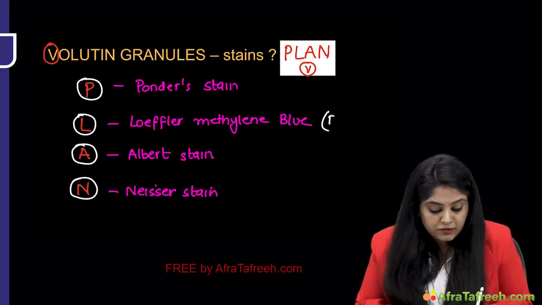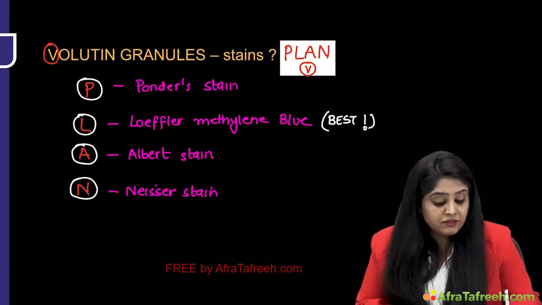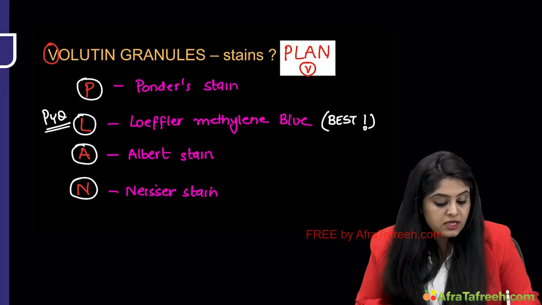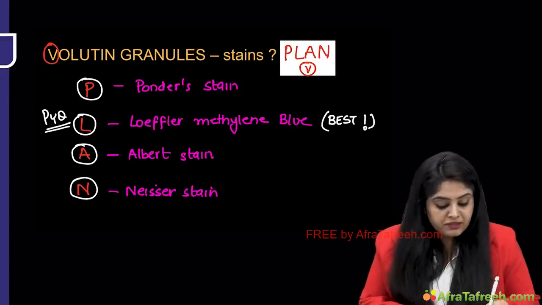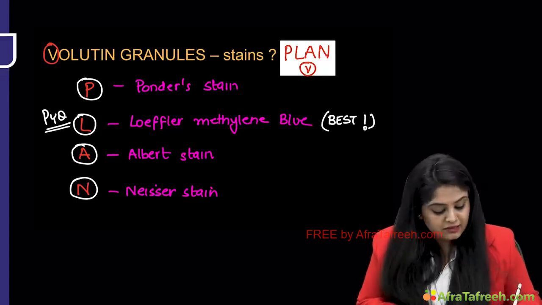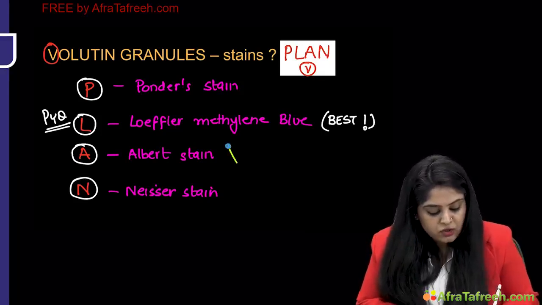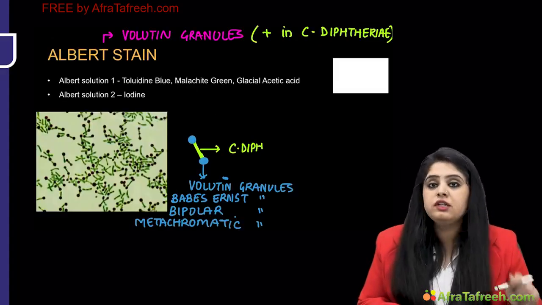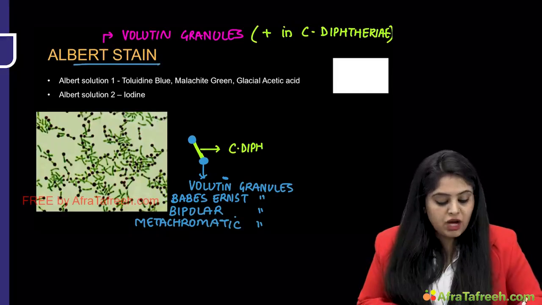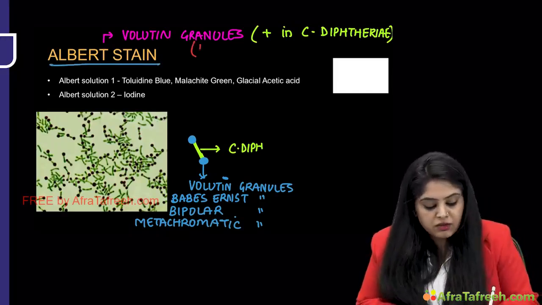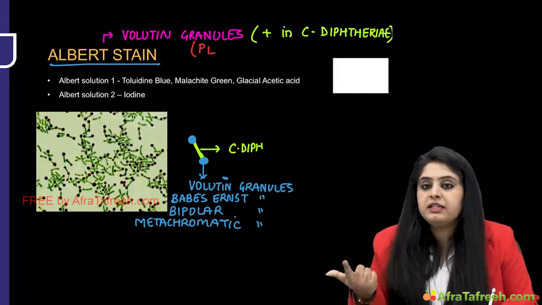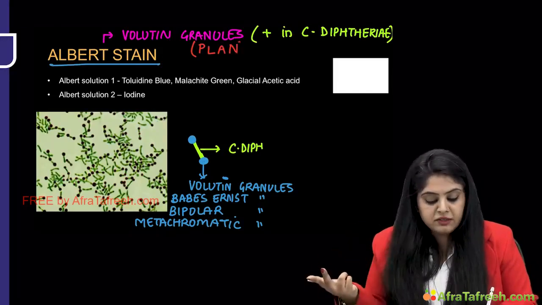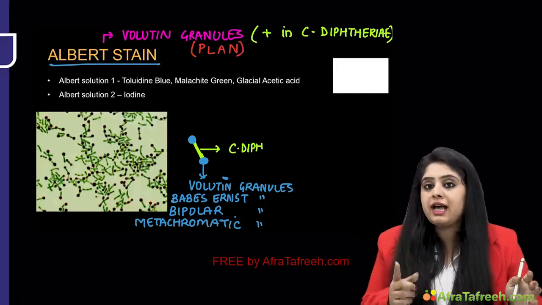Out of them, the latest question is that Loeffler's methylene blue is considered as the best. That's a PYQ that you've been getting. But what you actually get an image on is the Albert stain, and that is exactly why I had drawn that picture right now. The picture that I had drawn was a picture of Albert stain. I'm going to come back and show you. The picture that you're seeing over here is the picture of which stain? Albert. So how many stains are there for volutin granules? Ponders, Loeffler methylene blue, Albert, Neisser. But which one am I showing you here? I'm showing you the Albert stain.